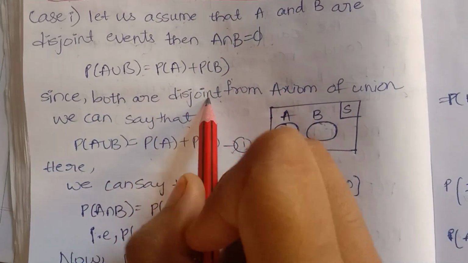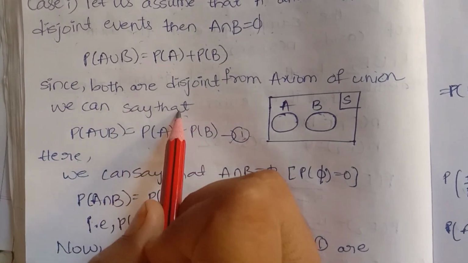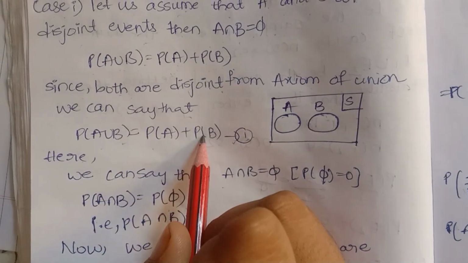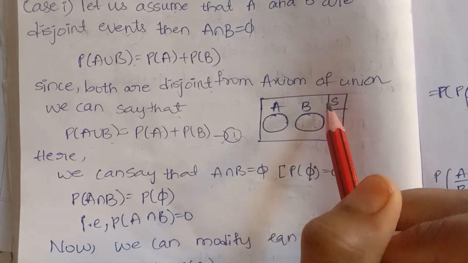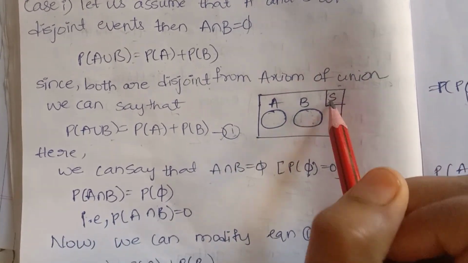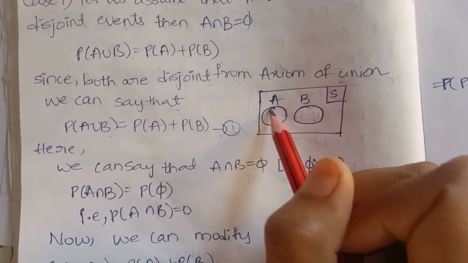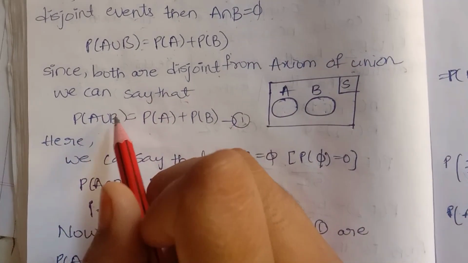Since both are disjoint, from the axiom of union, we can say that P of A union B equals P of A plus P of B. This is the probability of event A, and this is the probability of event B, with a sample space S. S is the set of all favorable outcomes, and these two events together is known as the union.